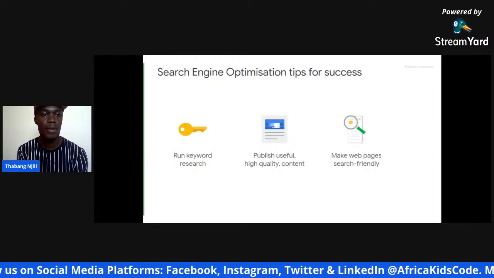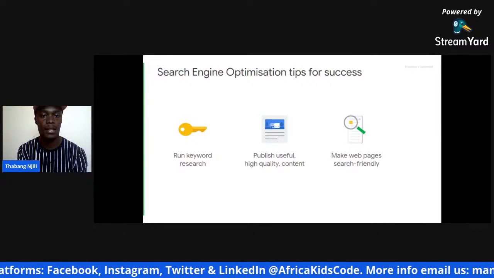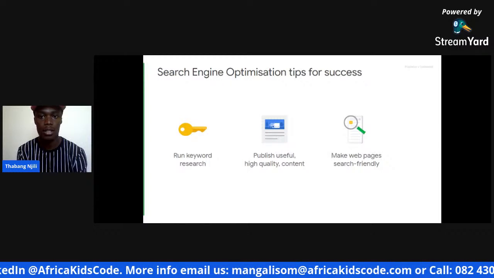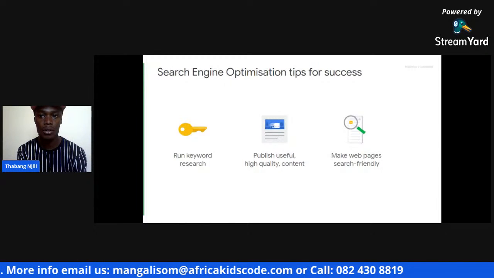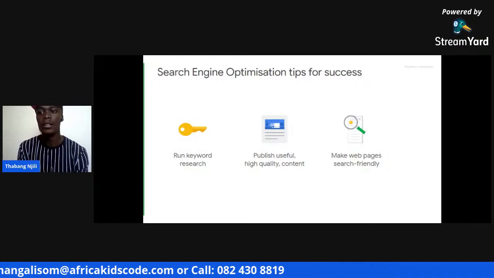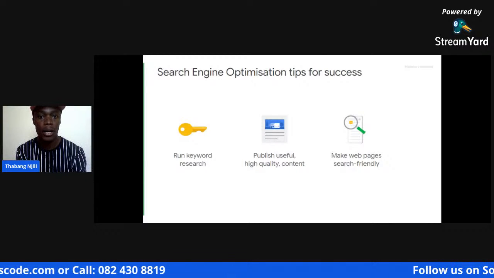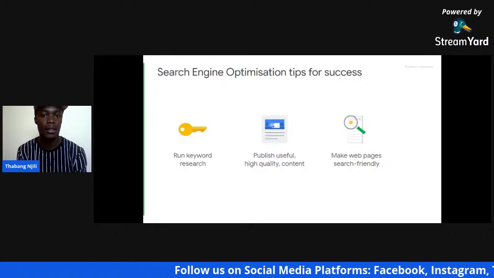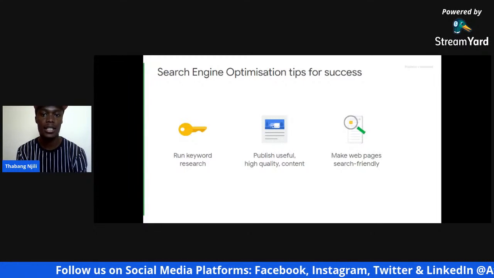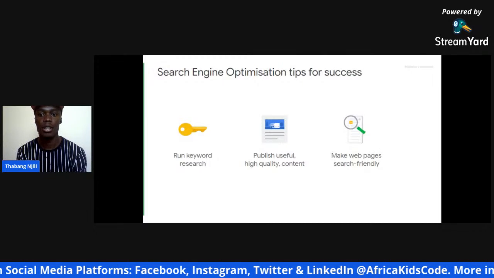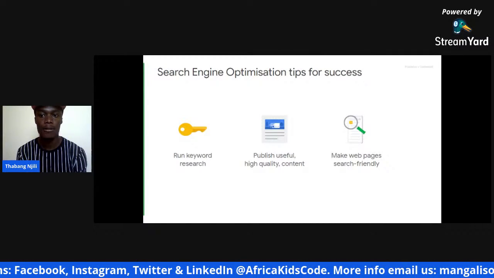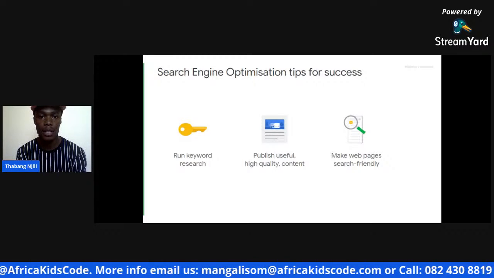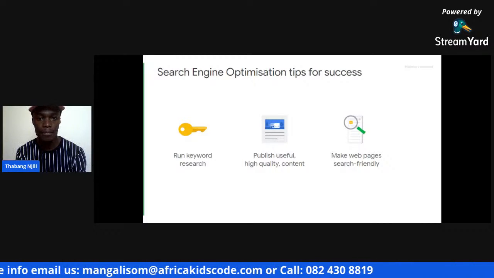Search engine optimization tips for success. There is no shortcut for search engine optimization, which helps you improve your website visibility to people who are searching for a product or service like yours. Conduct keyword research and discover and understand what words or phrases people are looking for when they are searching for products and services related to your business.